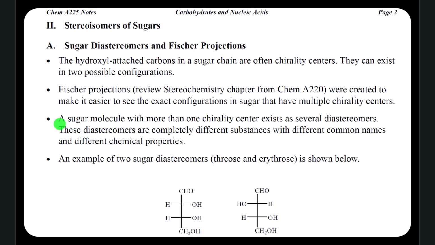This is important because a sugar molecule with more than one chirality center exists as several diastereomers. Diastereomers are technically completely different substances. They also, in carbohydrate chemistry, are going to have different names and they have different chemical properties.